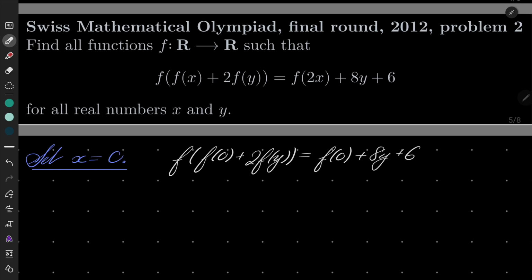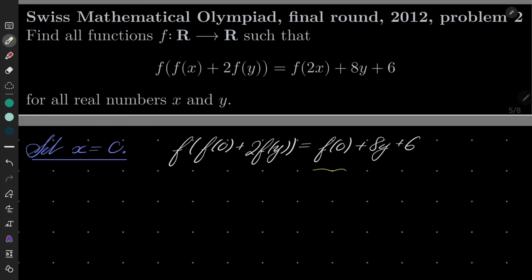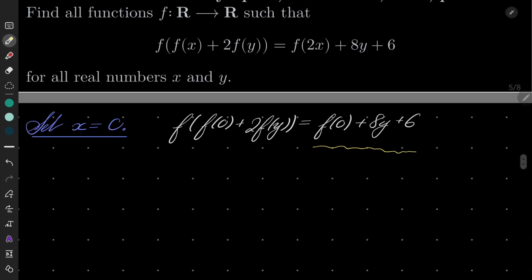And now consider both sides as a function of variable y. Notice that the right-hand side is bijective. Why is that? Well, because it's an affine function. It's some number times the variable plus some constant. It's an affine function and it's bijective. But I only need injectivity. So let's write that it's injective. So the function on the left hand side also must be injective as well.